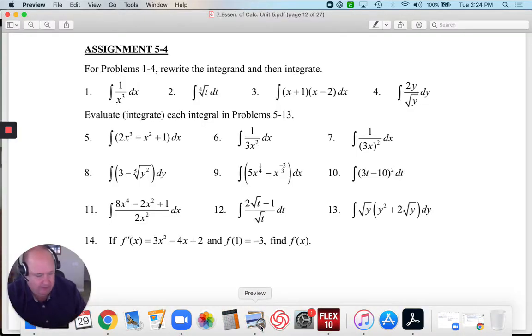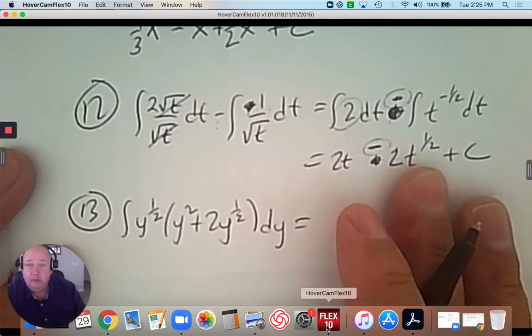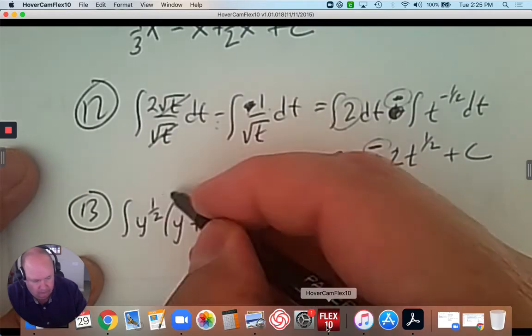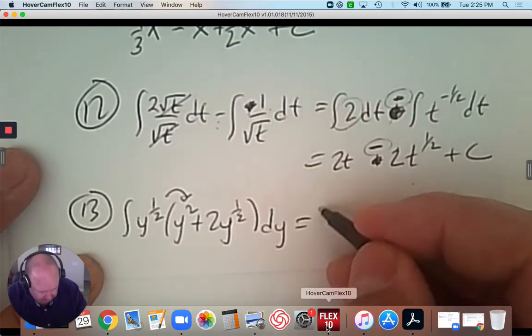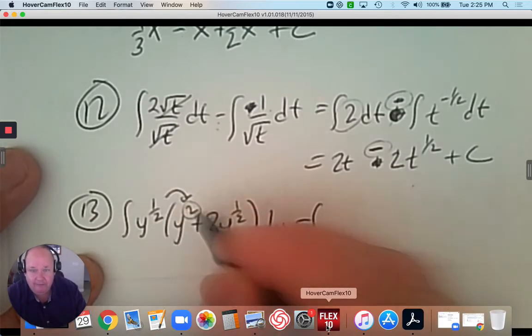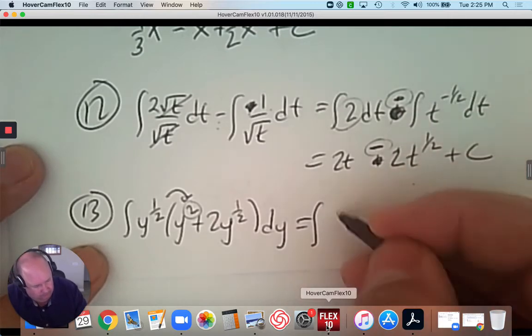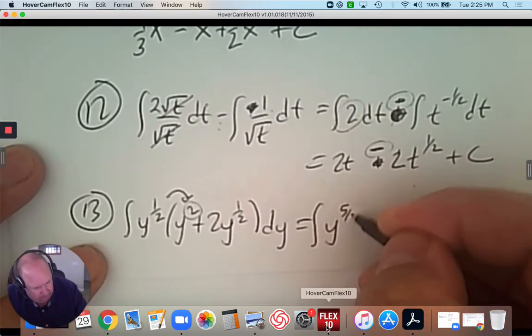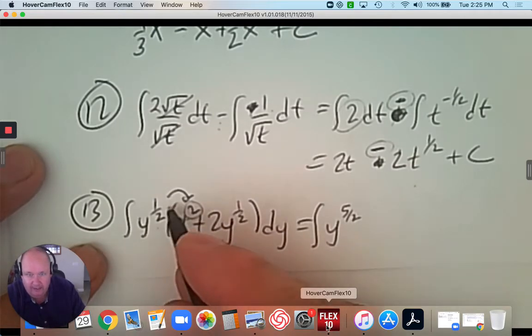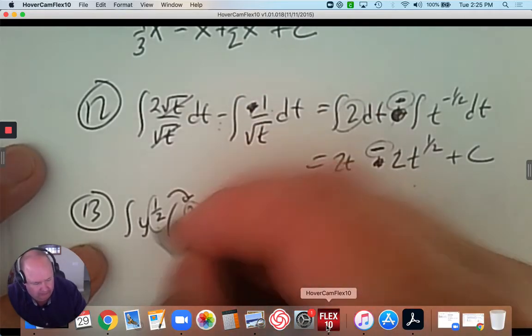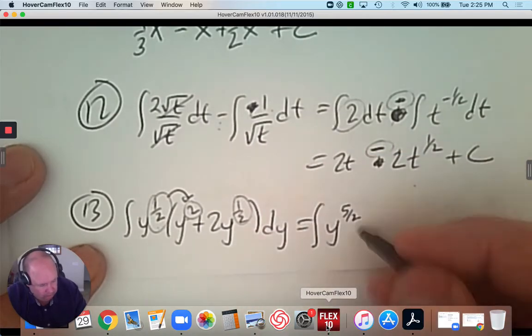Some more algebra to help us out here. I'm going to write that as y to the 1/2 times y squared plus 2y to the 1/2 dy. I wrote that down so that I can do some exponent rules and then do the calculus rules. So I'm going to distribute, and when I multiply, you add the exponents. So 1/2 and 2 is 5/2, or 2.5. Add 1/2 and 1/2, and it becomes a whole. So it's just 2y.